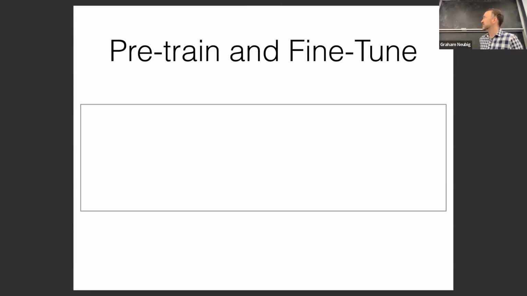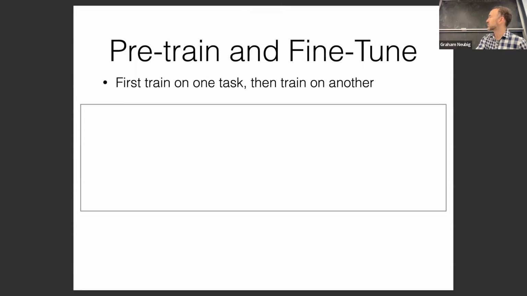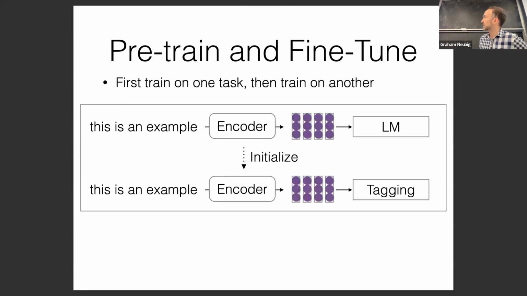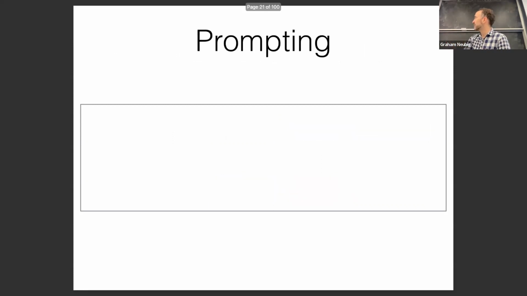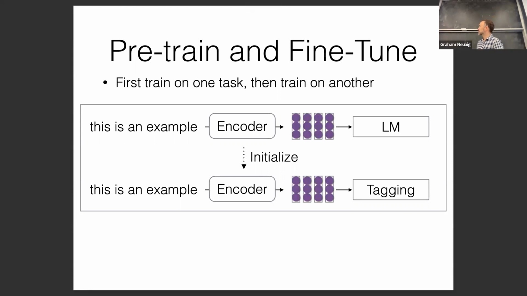In contrast, the pre-train and fine-tune paradigm, basically the way it works is you first train on one task and then train on another. To give an example here, you would first train the encoder on language modeling and then initialize the encoder for tagging. So basically this means that you have lots of language modeling data, a little bit of tagging data, and then you can initialize the tagging model with better representations than otherwise. How exactly you do the language modeling, what data you use, we're going to talk about more in a second, but this is a general paradigm.